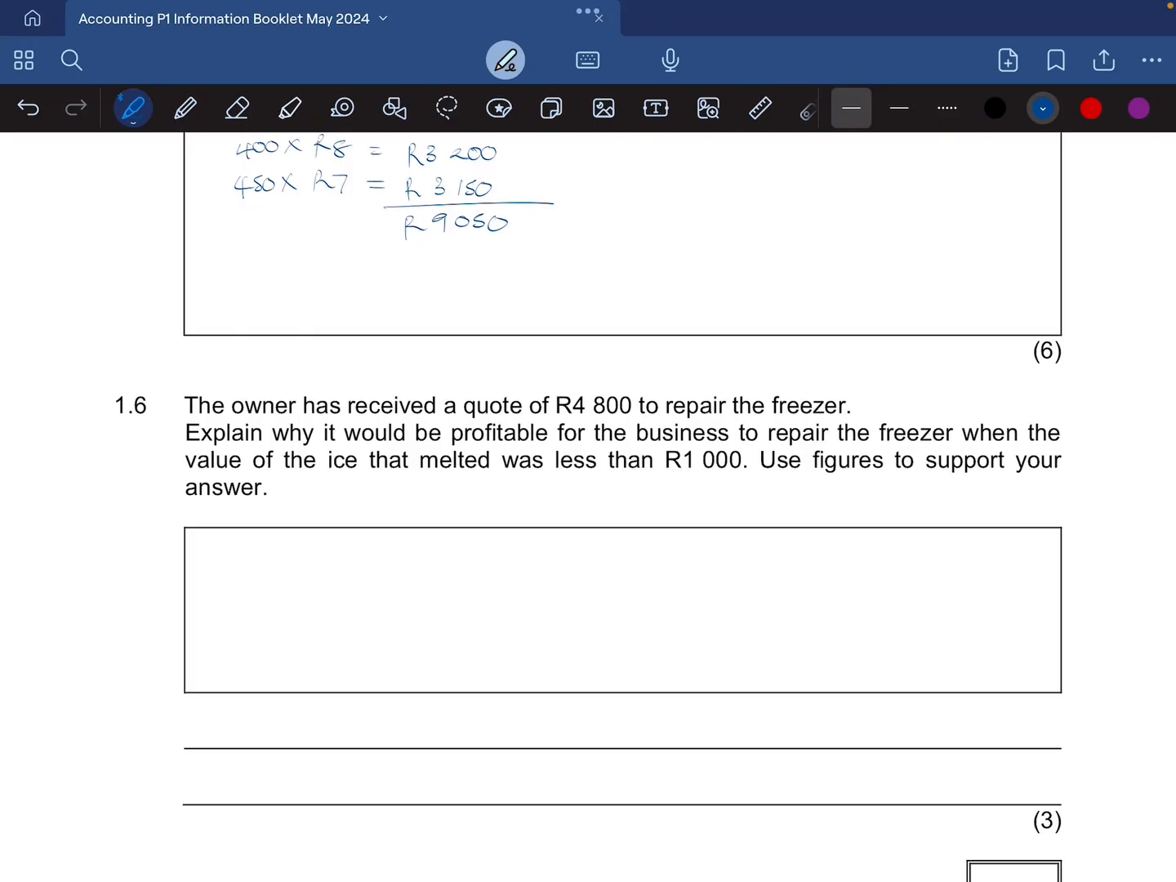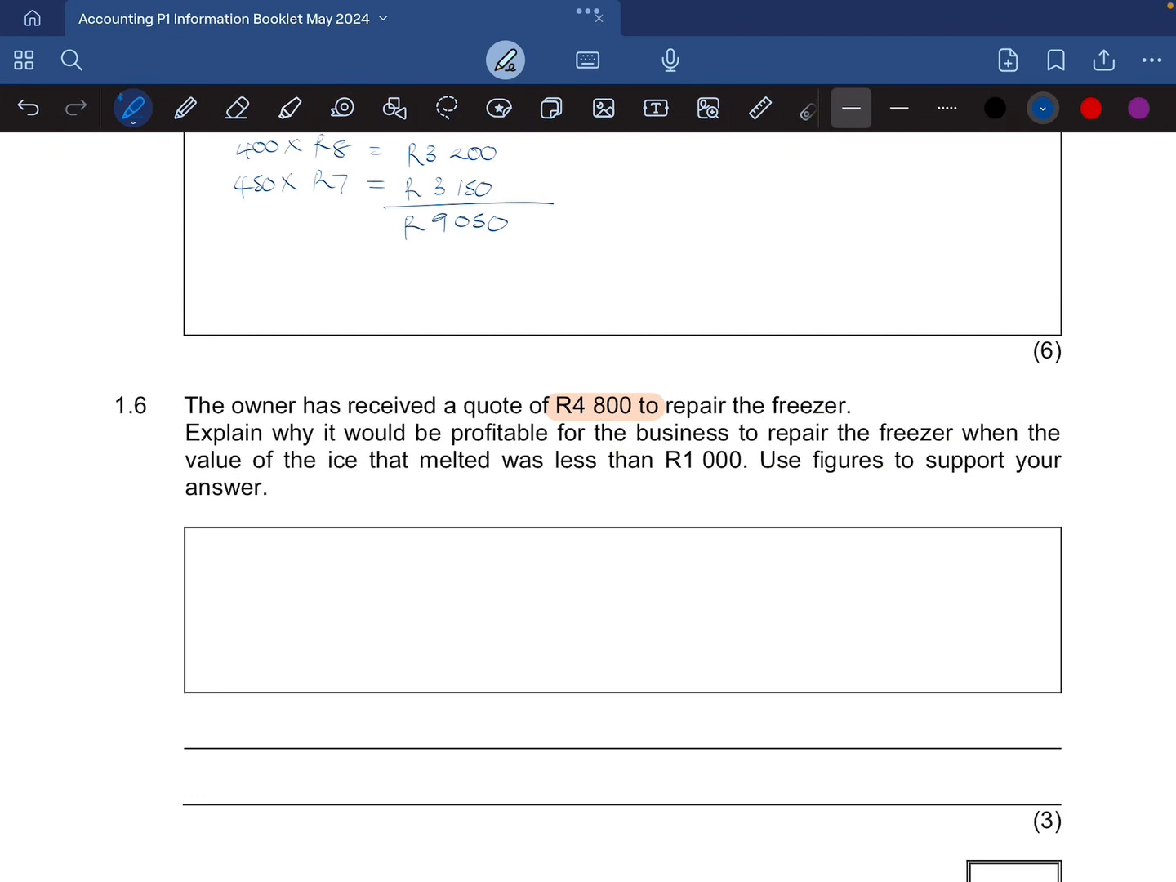Okay, and then 1.6 says the owner has received a quote of 4,800 to repair the freezer. Remember, they told us the freezer was damaged due to load shedding. So now we are back here and we're trying to repair the freezer at a cost of 4,800. Now we need to explain why it would be a profitable thing for the business to repair the freezer when the value of the ice that melted was less than 1,000 rands. Use figures to support your answer.